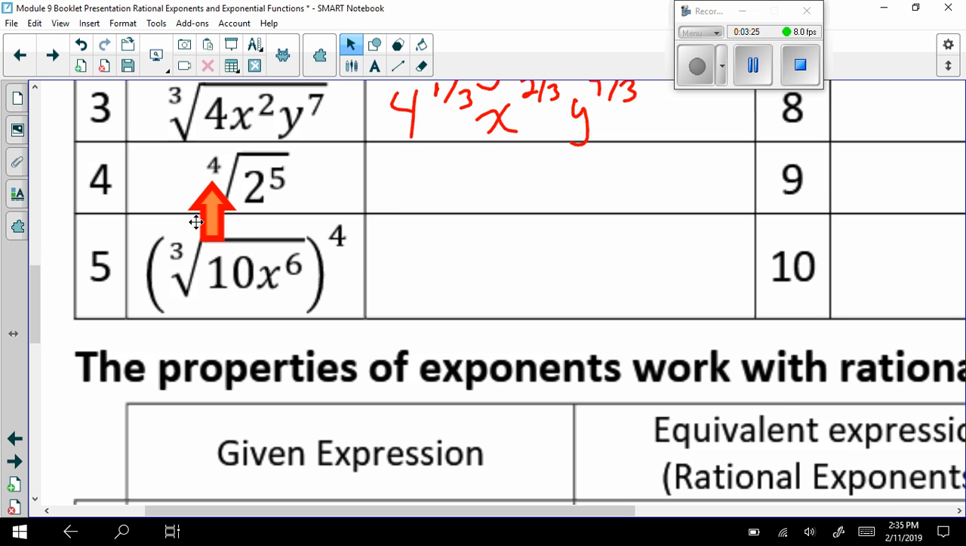Example 4. This is the 4th root of 2 to the 5th. 2 is my base, and for my exponent, 5 is my exponent, 4 is my root. So 5/4.